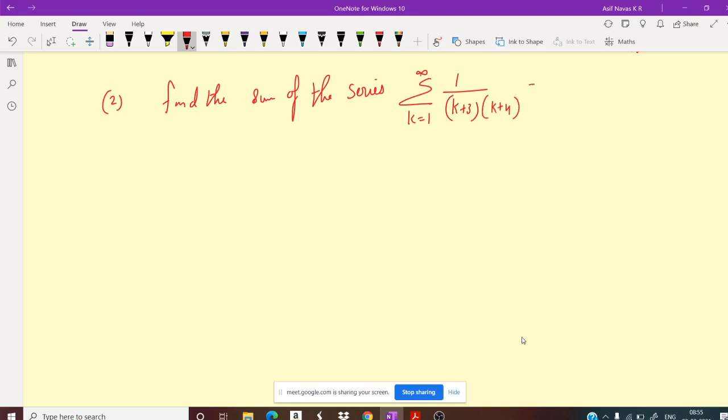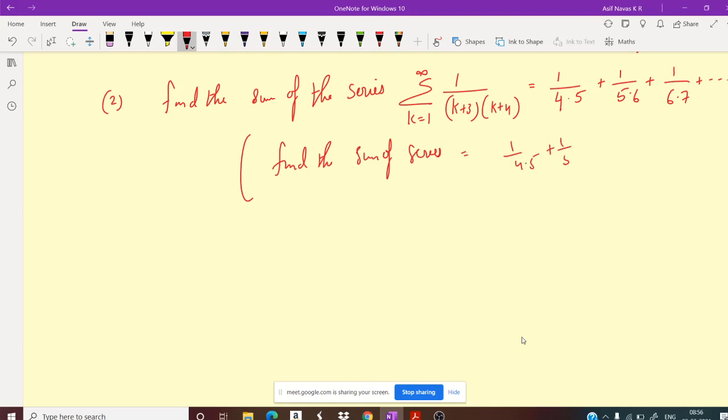Okay, so actually this series is of the form, for k equal to 1, 1 by 4 into 5 plus 1 by 5 into 6 plus 1 by 6 into 7 plus etc. Sometimes the question might be like find the sum of series 1 by 4 into 5 plus 1 by 5 into 6 plus etc. So if you got such a problem, then you convert it in this form.